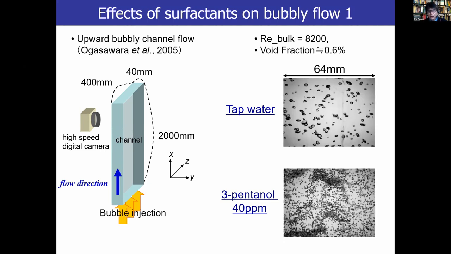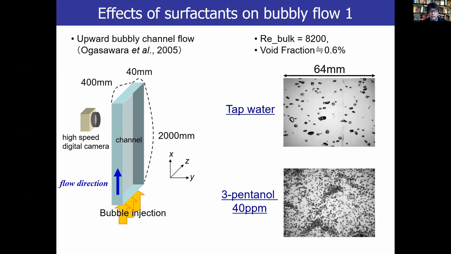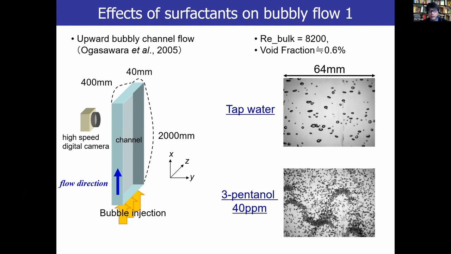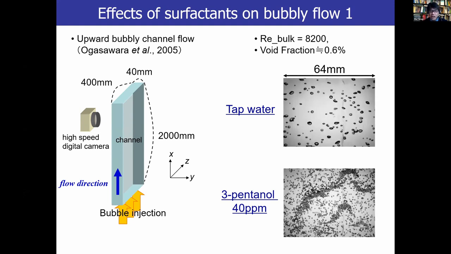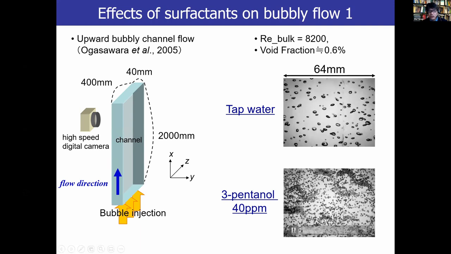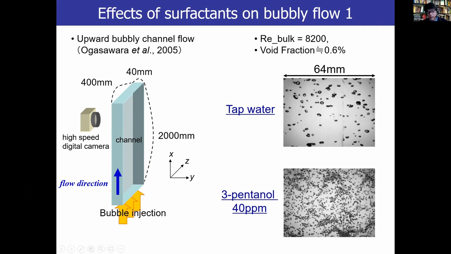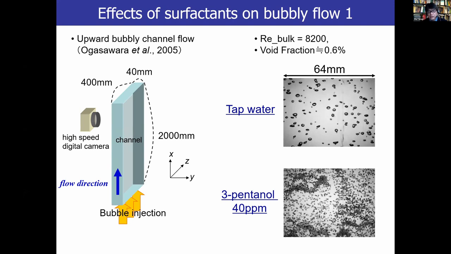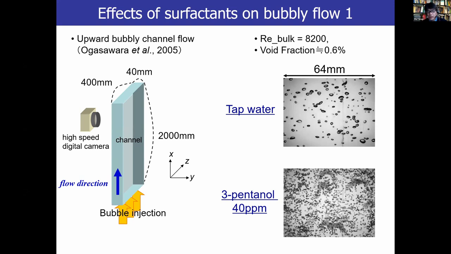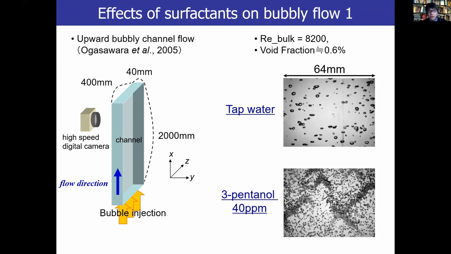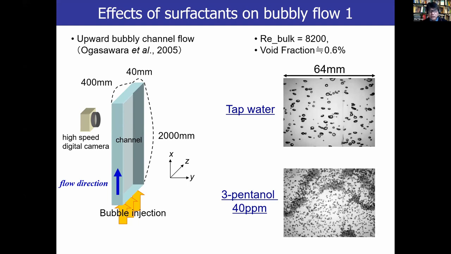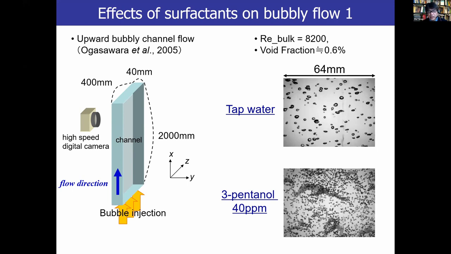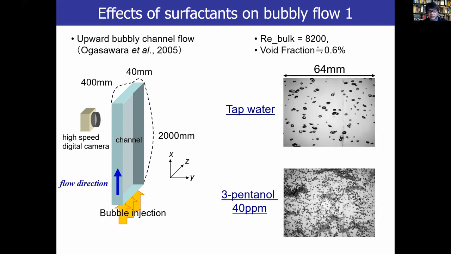If we put in a small amount of 3-pentanol, a surfactant, this 3-pentanol at 40 ppm is kind of one small glass of alcohol. So it's like one shot of alcohol. Then the situation becomes totally different. So you see that there's a bubble cluster coming out. And the bubble sizes are kept monodispersed. The reason why the bubble size becomes nearly constant is because the small amount of surfactant inhibits the coalescence of the bubbles. So the bubbles keep the same size as they were injected. But not only that, you see that this bubble cluster occurred.